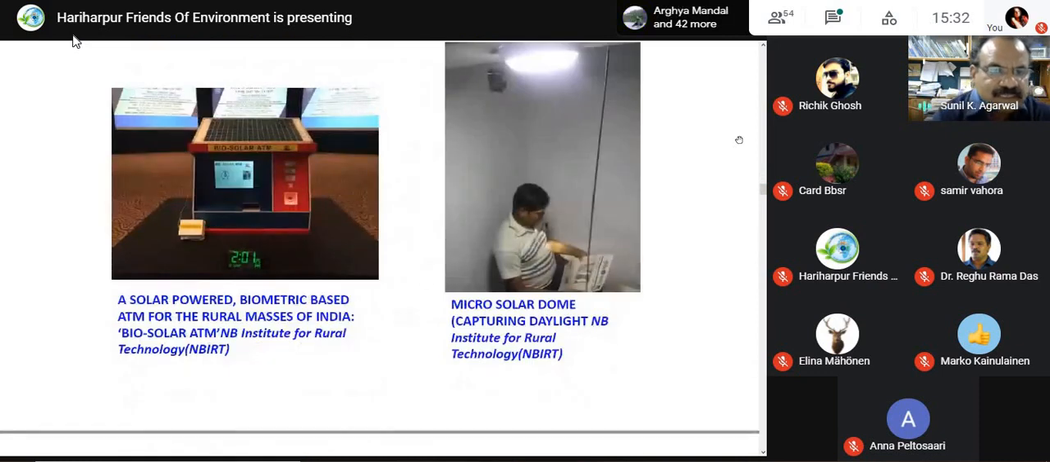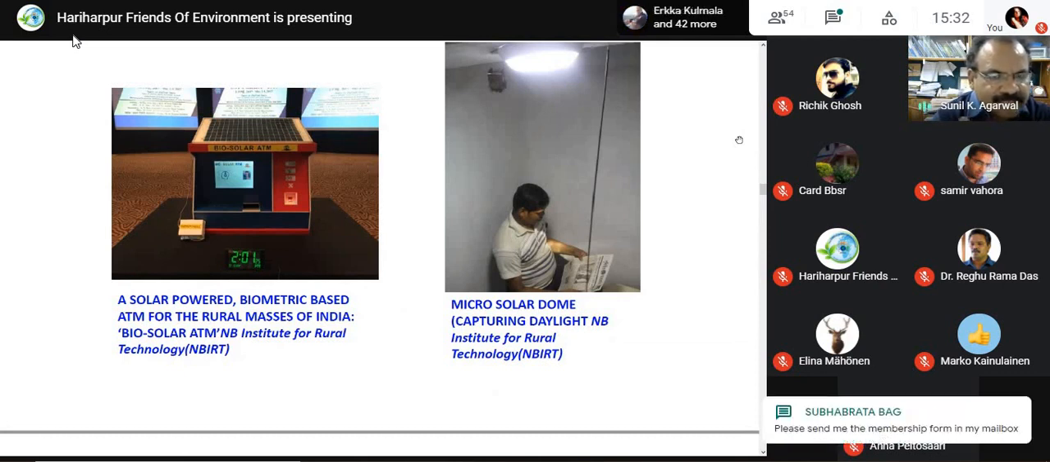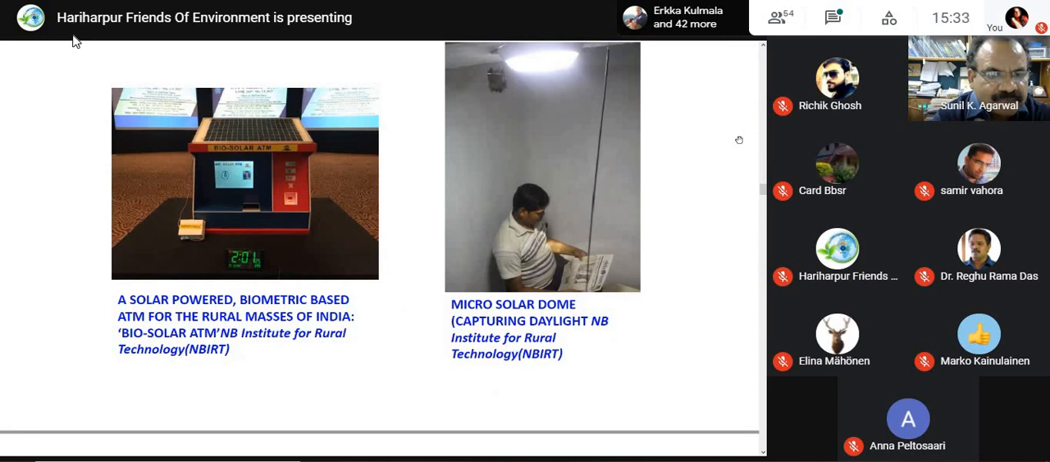There are other interventions from NV Institute of Rural Technology, where Dr. Gaun Chaudhary tries to innovate and come out with one or two products each year. This is a solar powered biometric ATM, and it is being field tested and supported by DST, of course. Now we are looking to get support from banking institutions for large scale application and adoption in other rural areas as well.